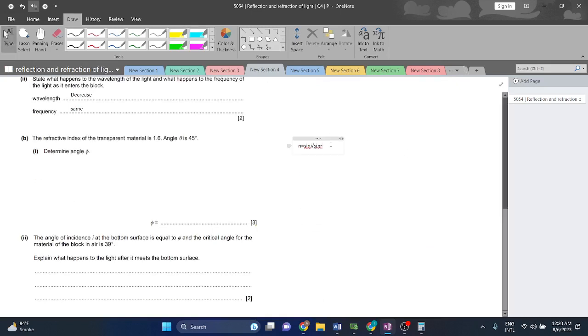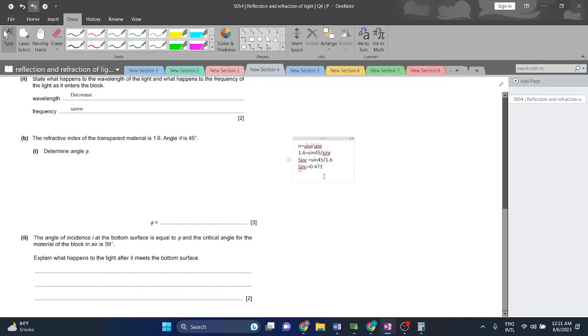अच्छा, आगे चलते हैं. n, which is 1.6, is equal to sin 45, theta is 45, तो sin 45 यूज कर लेते हैं हम, divided by sin r. अगर हम sin r को सब्जेक्ट बना लें तो we get sin r is equal to sin 45 divided by 1.6. अच्छा, sin 45 will give us 0.77 divided by 1.6, 0.471. Sin r is equal to 0.471.